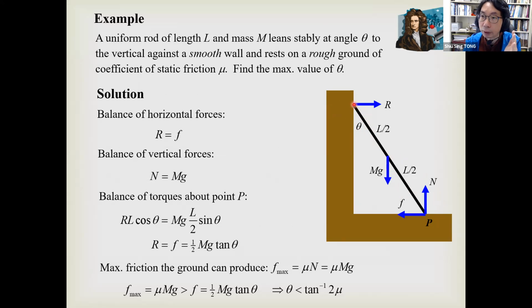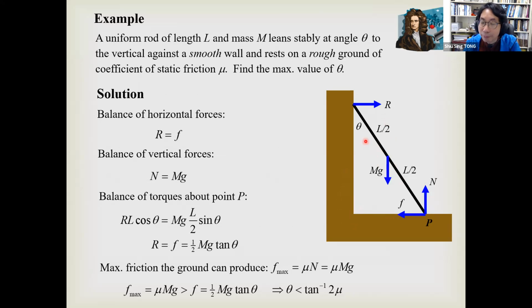The wall is smooth, so the upper end of the rod does not experience any friction. But the lower end of the rod lies on the ground, and the ground is rough, so it has a friction here. So there's a frictional force pointing towards the corner, the junction between the wall and the ground. Now, how to solve this problem?